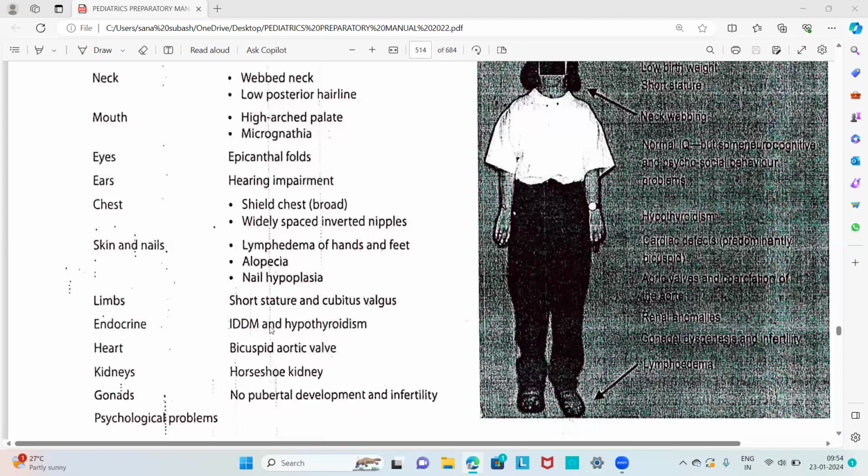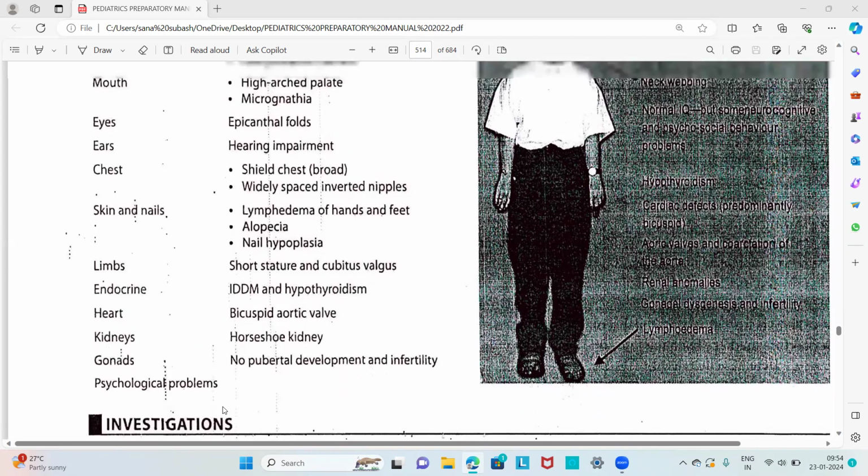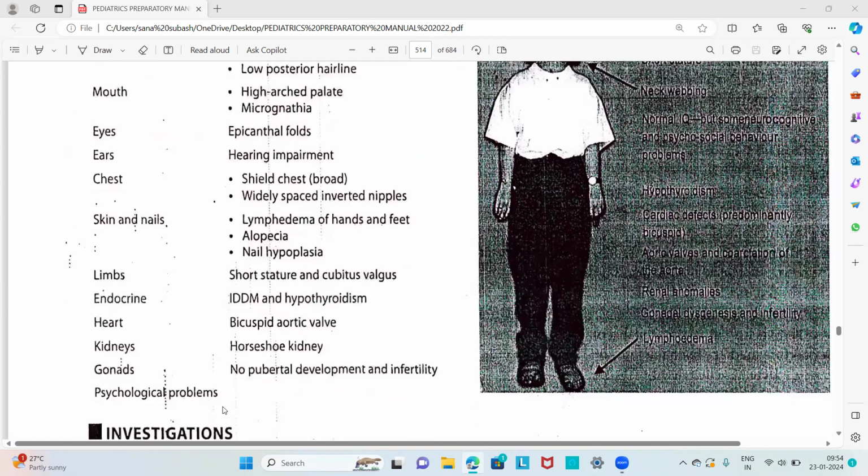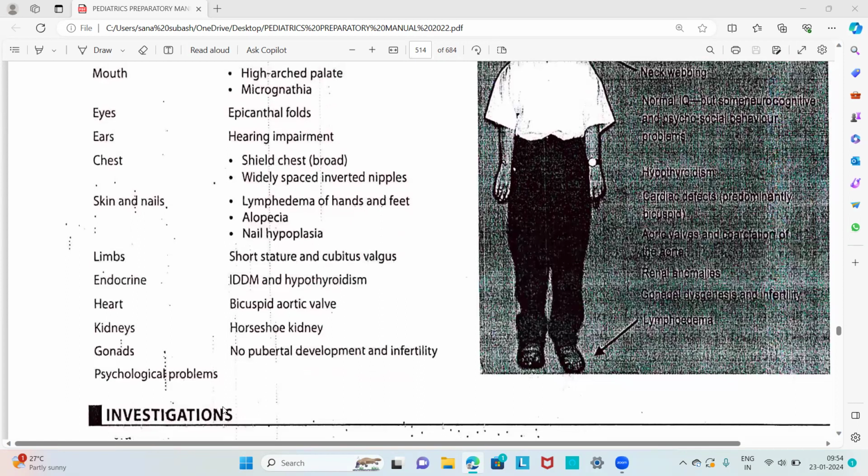In the endocrine system, hypothyroidism, and in heart disease, we have bicuspid aortic valve. In the kidney, horseshoe kidney. In the gonads, no pubertal development and infertility will be present. There will also be psychological problems in the Turner syndrome child. So that is all regarding the features of Turner syndrome.